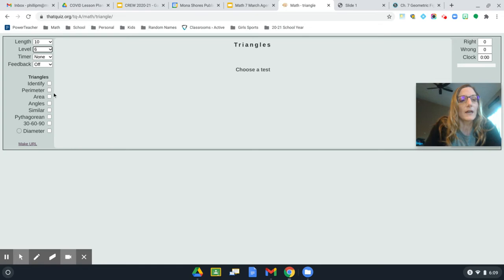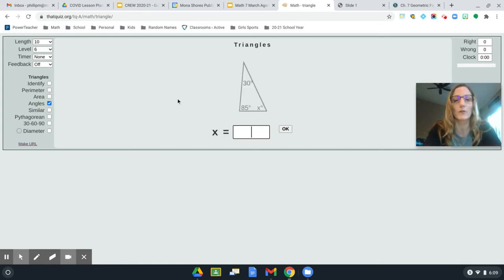And click on angles. And so what's going to happen is you're going to have a quick review of this triangle sum theorem that we talked about yesterday. And so your triangles have to have 180 degrees in them. So you're going to see what you have inside that triangle for the two angles. So this one has a 30-degree angle and an 85-degree angle. You'll add those two together, subtract from 180, and find that missing angle measure to make 180 degrees total.